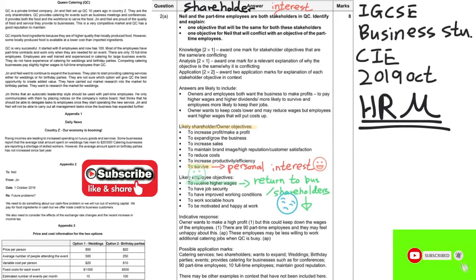Now, when you try to answer the question, let's take a look. This is a good indicative response. The owners want to make higher profit, so the owners want to be happy. When the owners are happy, how about the employees? The employees may suffer. So the employees won't be happy about this one. This is how we answer this question. One stakeholder becomes happy at the expense of the other's interest. So this is how we answer it.